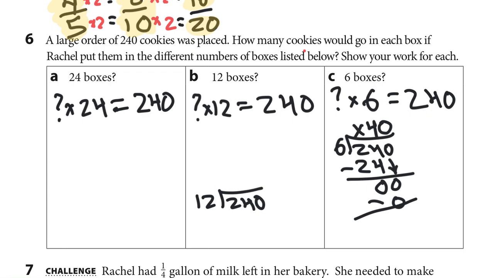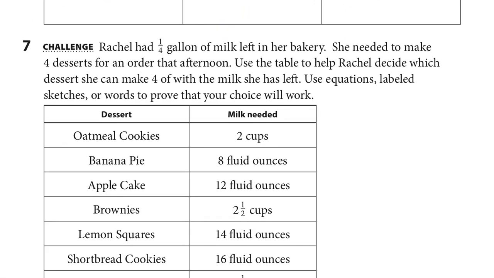There's no remainder, though. Anytime you zero out on an equation, when you use your last digit, you're done. There's no remainder. So 6 times what is 240? Well, 6 times 40. So you would put 40 cookies in every box. Okay? Hopefully that's helpful. Let's move on to the challenge.